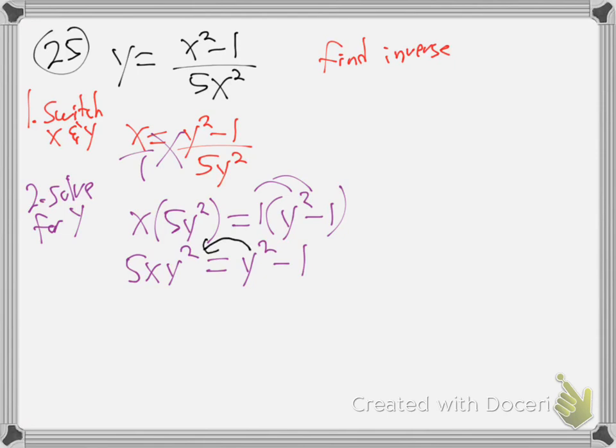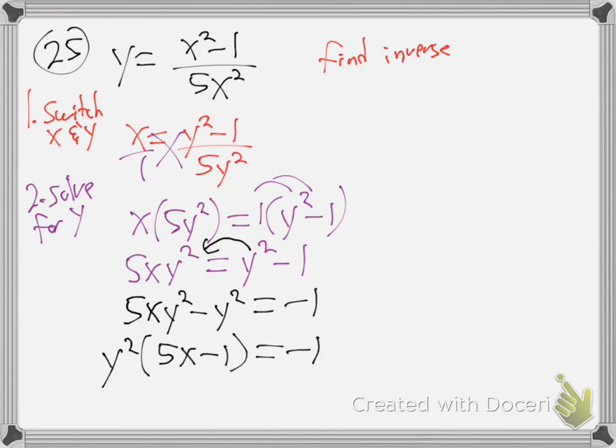So I'm going to just jump this guy over here, huh? So I get 5x y squared minus y squared is negative 1. Good so far? And then I'm going to factor out y squared. Does that make sense? Factor out the y squared in this case, and then divide by that whole chunk, divide by 5x minus 1. Boom. So y squared is minus 1 over 5x minus 1.